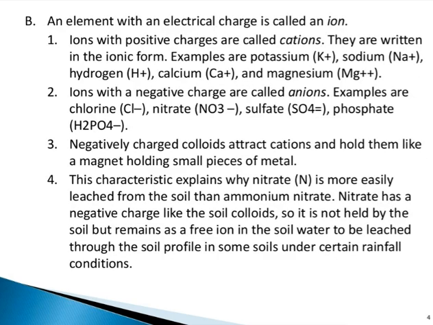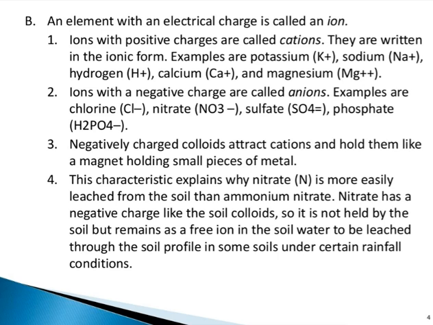Then what do I mean by ion? An ion is an element with an electrical charge. Any element with electrical charge is called ion. If it is positively charged, it is called a cation. If it is negatively charged, it is called an anion. So ions with positive charge are called cations. Examples of cations are potassium, that is K+, sodium Na+, hydrogen H+, calcium Ca++, and magnesium Mg++.